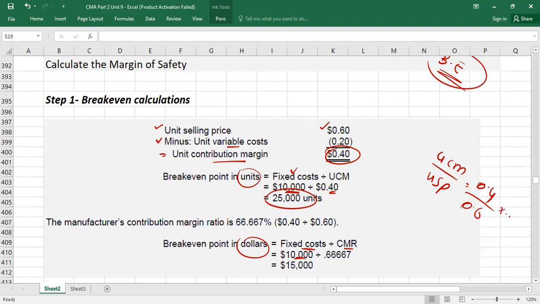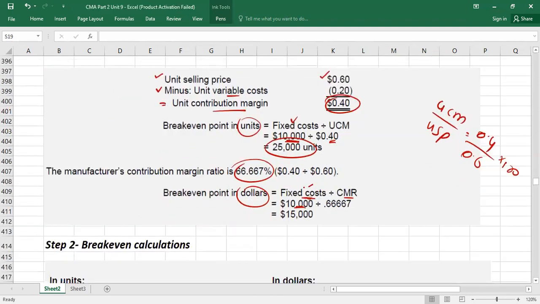And multiply by 100, so you will get a contribution margin ratio of 66.667%. And if I take fixed cost divided by the contribution margin ratio, because if I remove the percentage from this value, it will be equal to 0.66667. So you will get break-even point in dollars, how much? 15,000. This is in dollars.